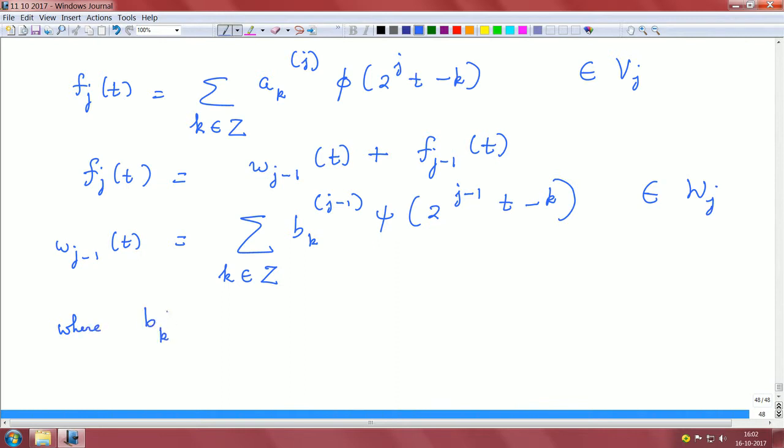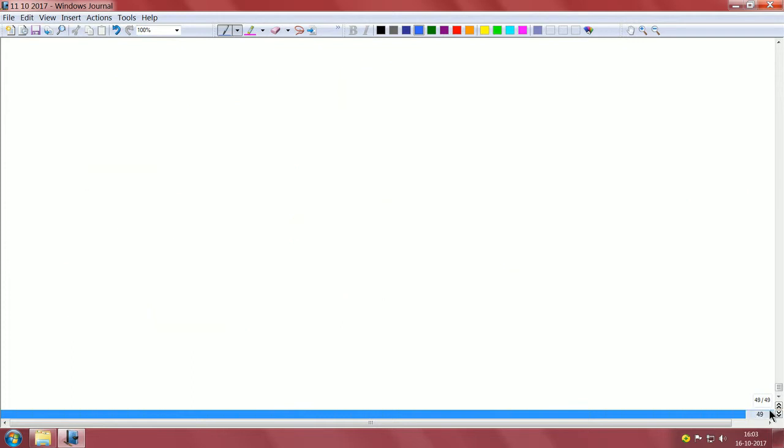where bk of j minus 1 is a2k of j minus a2k plus 1 of j, upon 2. We saw in that equation a2k minus a2k plus 1 upon 2 of psi of 2 power j minus 1 t minus k. We did this in equation 3. I am just rewriting that a2k minus a2k plus 1 with the superscript j and linking it with the coefficient in scale j minus 1, because this is j minus 1. Clear?